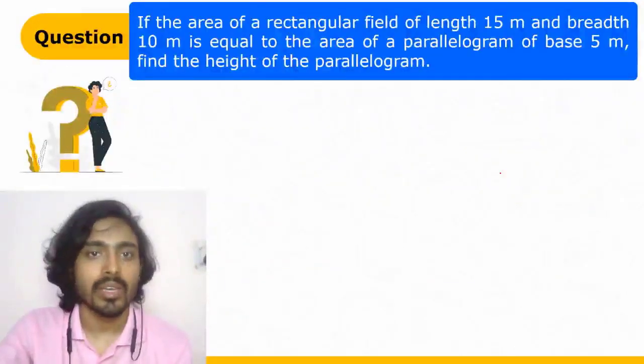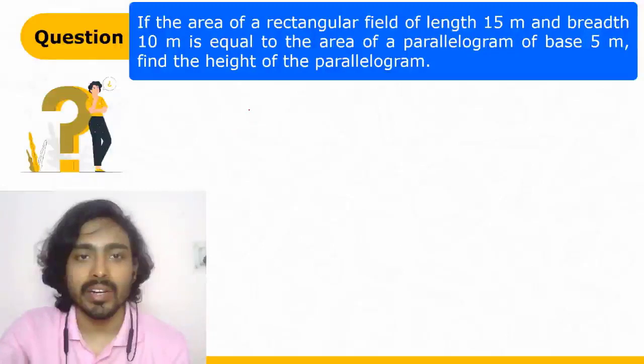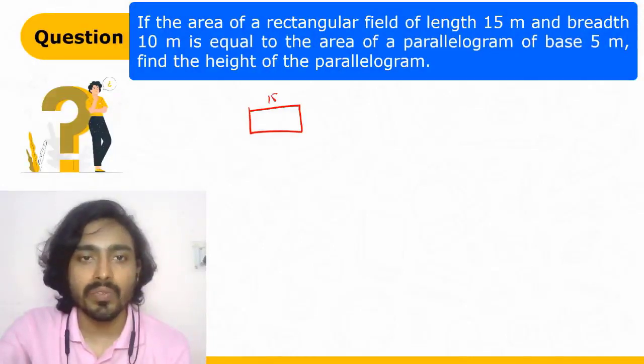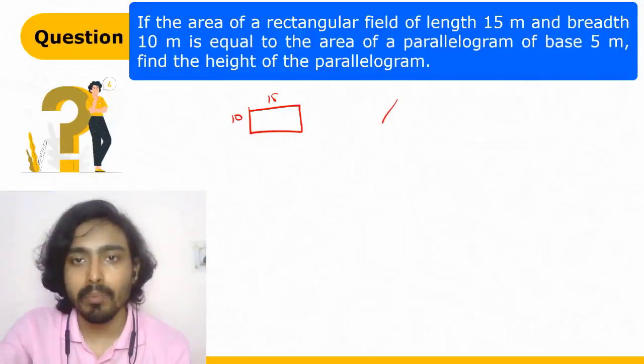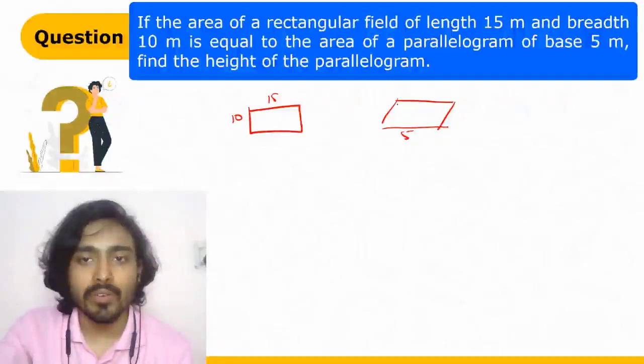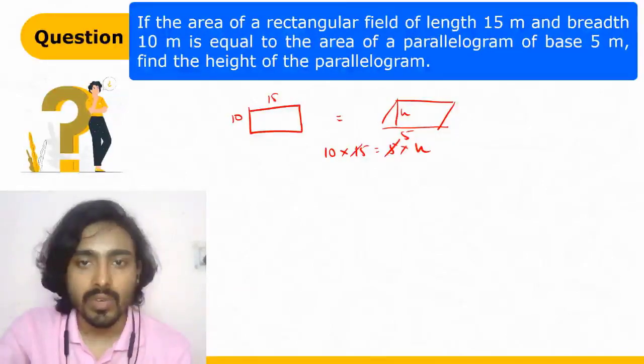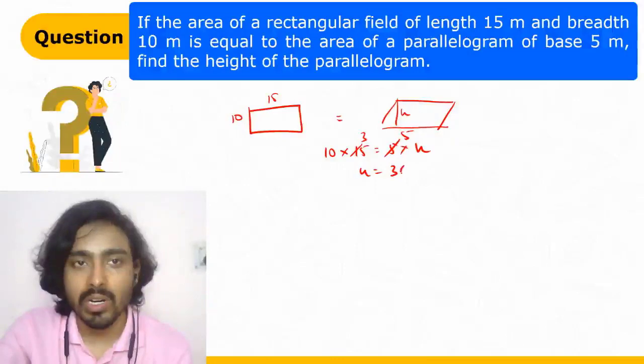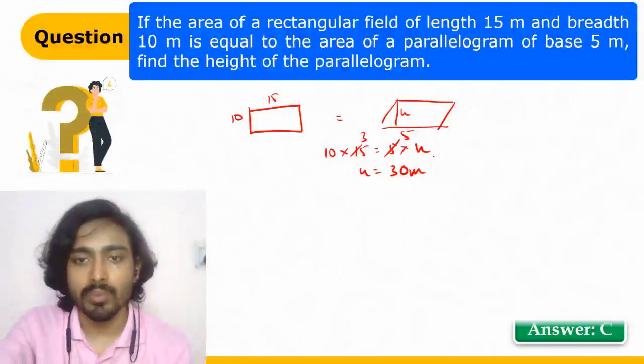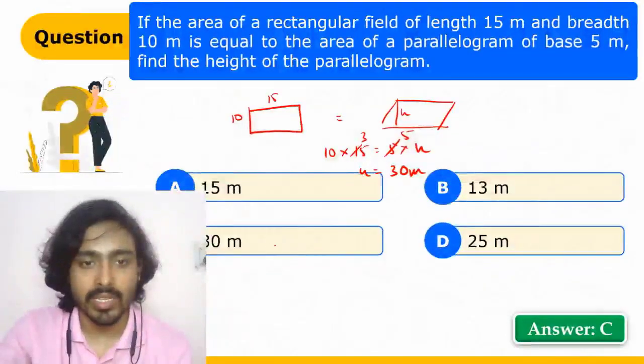Let's move ahead. If the area of a rectangular field is 15 and 10, right? So this is how we have to find the area, and this is equal to a parallelogram whose base is 5. So we have to find the height. So area is equal to same. The area is same. So we can say that 10 into 15 is equal to 5 into h. So when we try to find out, h is equal to 30 meters. Let's look at the options. Yes, h is 30 meters.